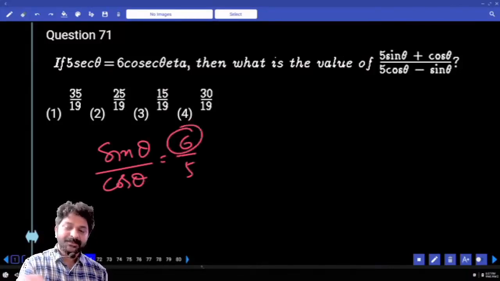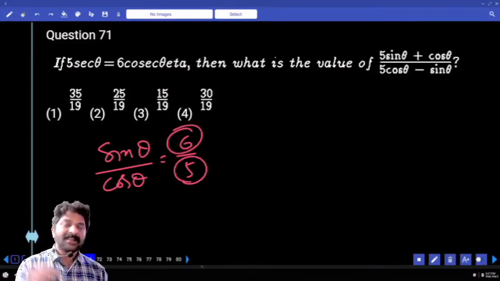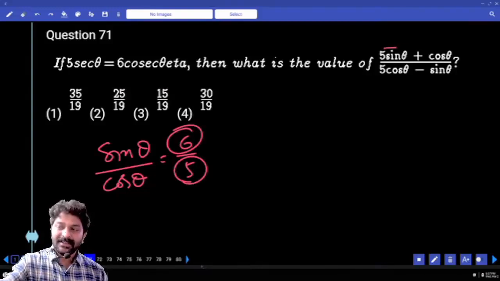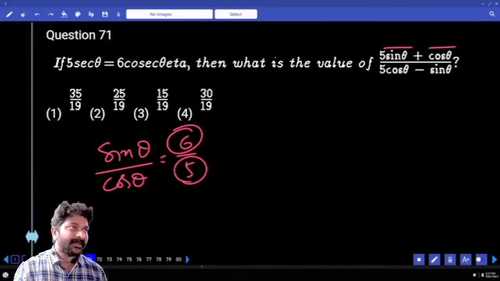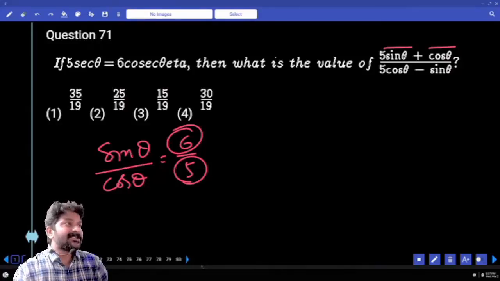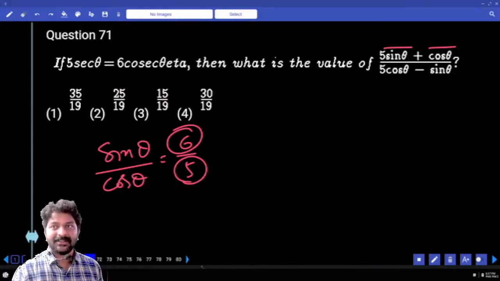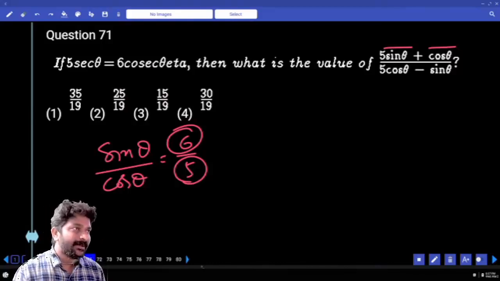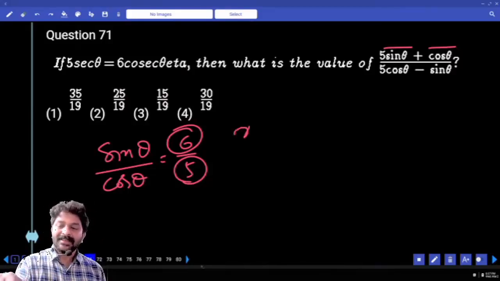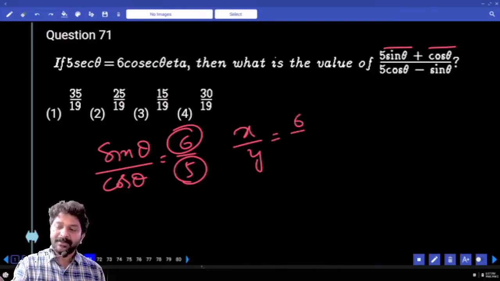Yes, you can directly substitute sin theta is equal to 6, cos theta is equal to 5, because there is only one coefficient here. అంటే స్క్వేర్స్ ఉన్నప్పుడు, sin square theta, cos theta ఈ ఫార్ములా ఉన్నప్పుడు అక్కడ ఫెయిల్ అవుతుంది. అర్థమైందా? ఇప్పుడు ఇది సంథింగ్ లైక్ x by y ఈజ్ ఈక్వల్ టు 6 by 5.